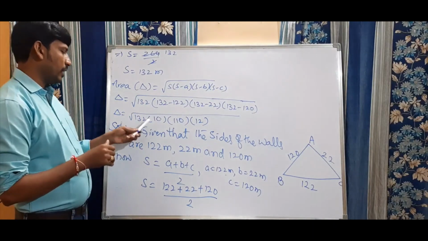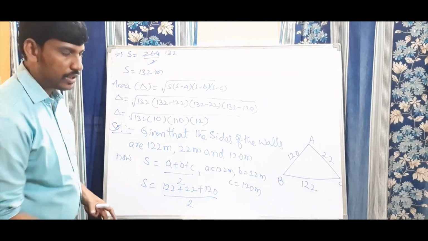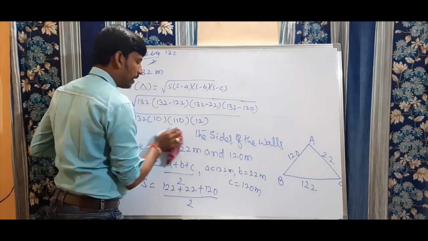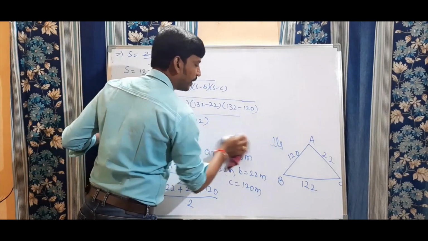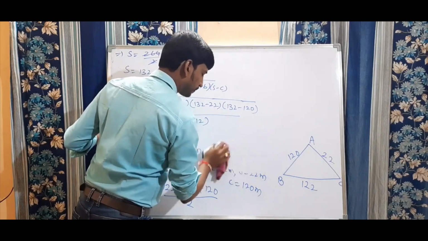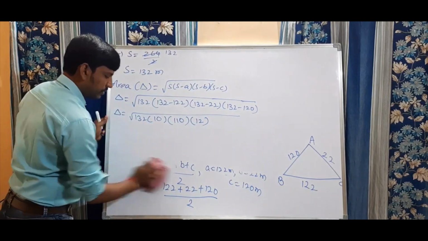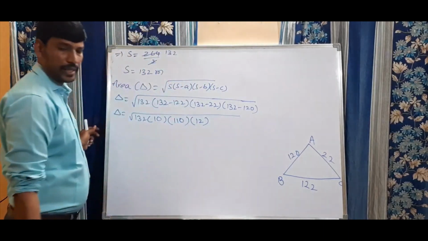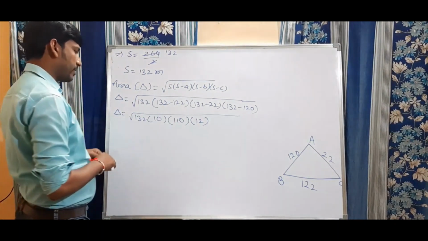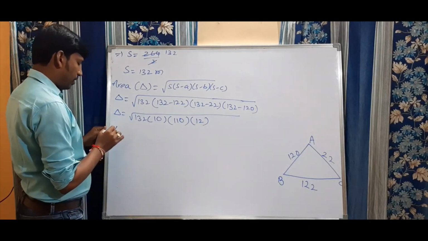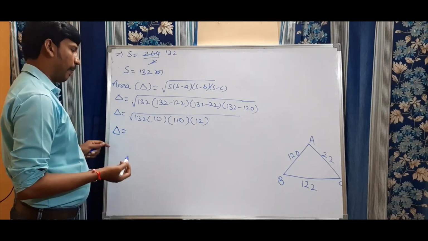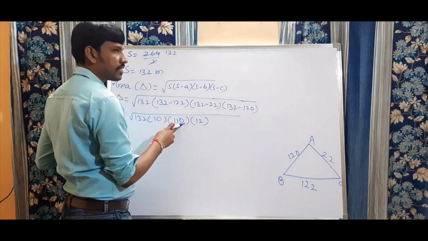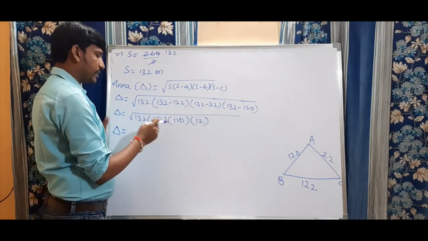Now we need to find out the square root value. We will get the solution. That means we will get the area of the field. Now see this here. To find this square root, you need to split it in terms of prime factors, or you can find it however you can easily. Here 110 is nothing but 11 into 10. So two tens I got here.